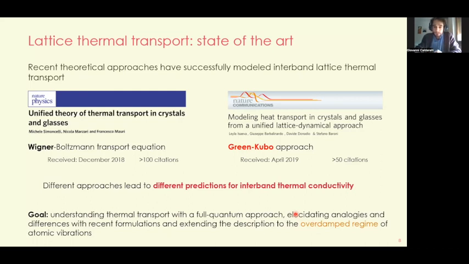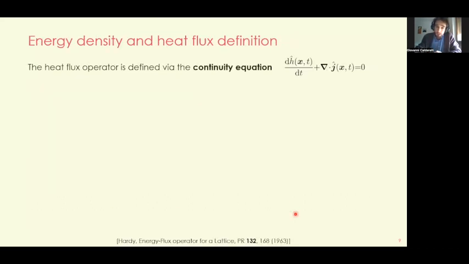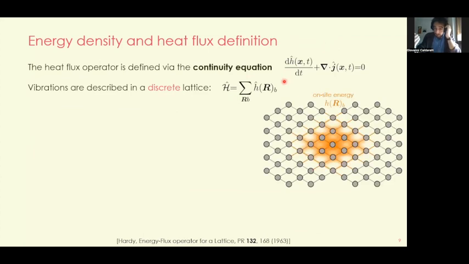So the first issue that one encounters when describing thermal transport is the definition of the heat flux itself, because as an operator it's not uniquely defined, but it's actually defined via the continuity equation. So it is defined once the definition of the energy density is given. But actually, in our solid state picture, the vibrations are described in a discrete lattice, which is the opposite, if you want, of a continuous one. So the real variable on which you have control is the on-site energy.